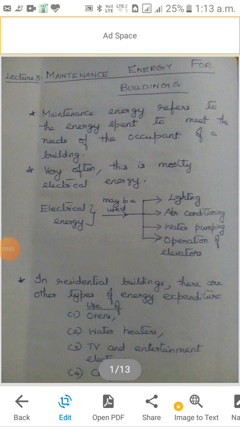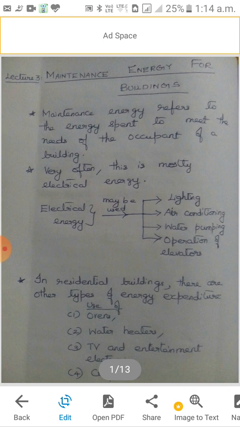Good morning, students. Today we'll see the left out topic in lecture 3, maintenance energy for buildings. Maintenance energy refers to the energy spent to meet the needs of the occupants of the building. This is mostly electrical energy. Electrical energy may be used for lighting, air conditioning, water pumping, and operation of elevators.